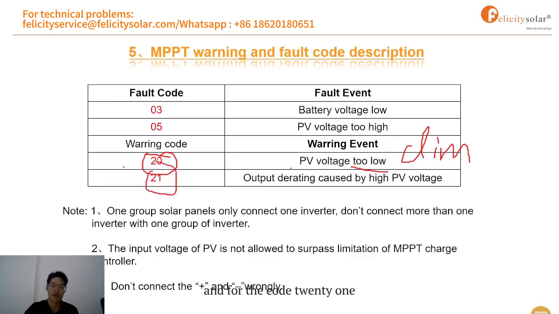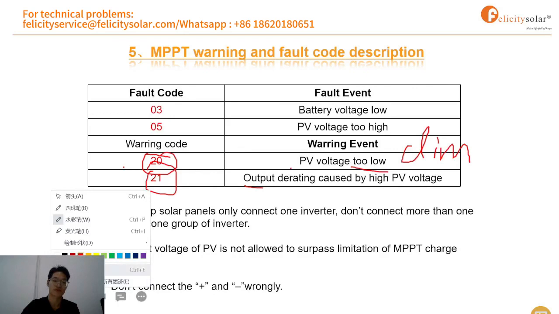And code 21 shows output derating caused by high PV voltage. When this happens, we need to check with the multimeter whether the voltage is too high. Yeah, that's the warning codes and fault codes, and some solutions you need to apply.